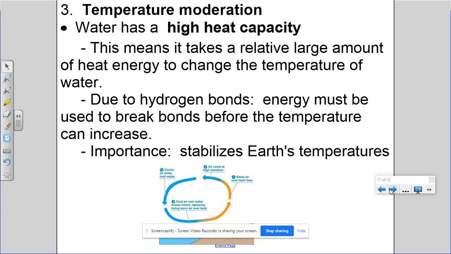One very important consequence of this is that most of the earth is made of water, and the large bodies of water basically store heat energy. So this helps to stabilize Earth's temperatures. As the ocean temperatures are getting gradually warmer with global warming and climate change, this is going to have a whole effect on the worldwide temperature.